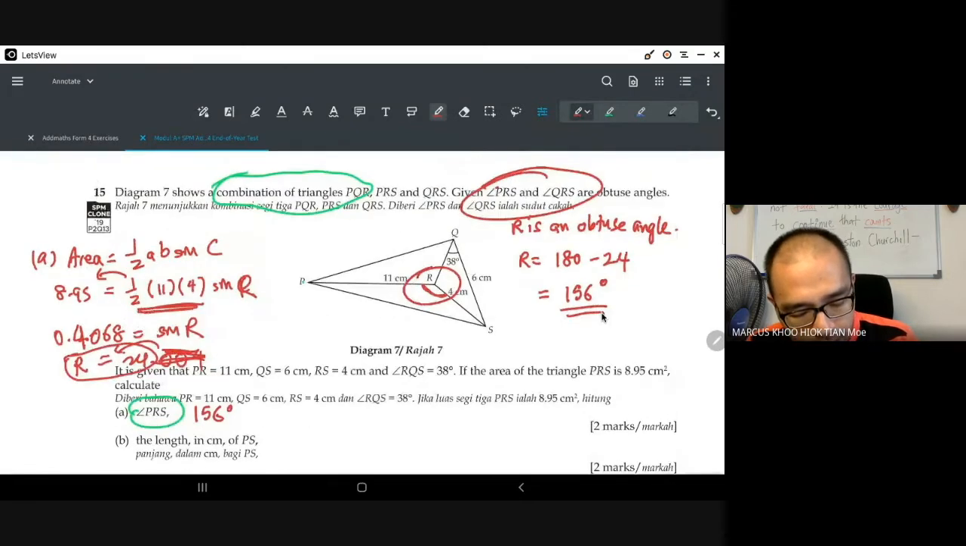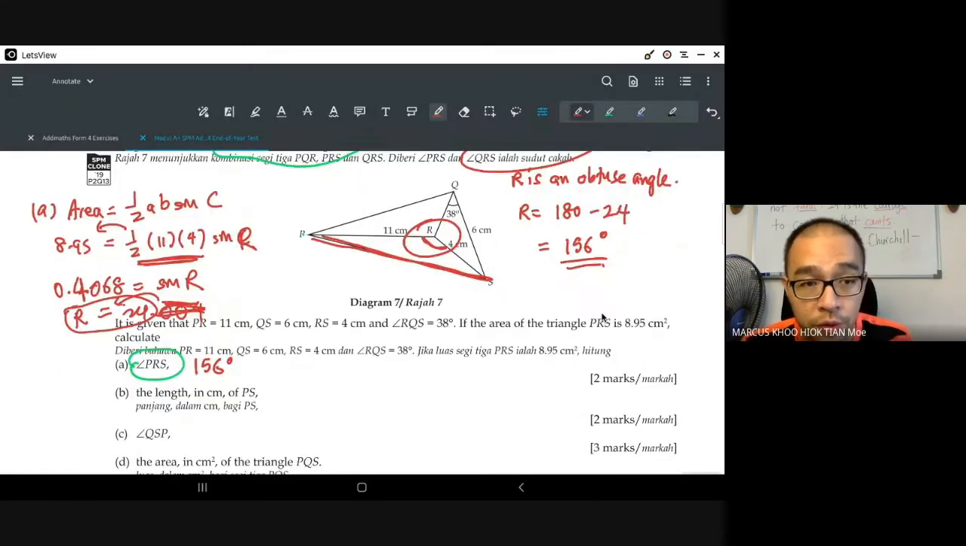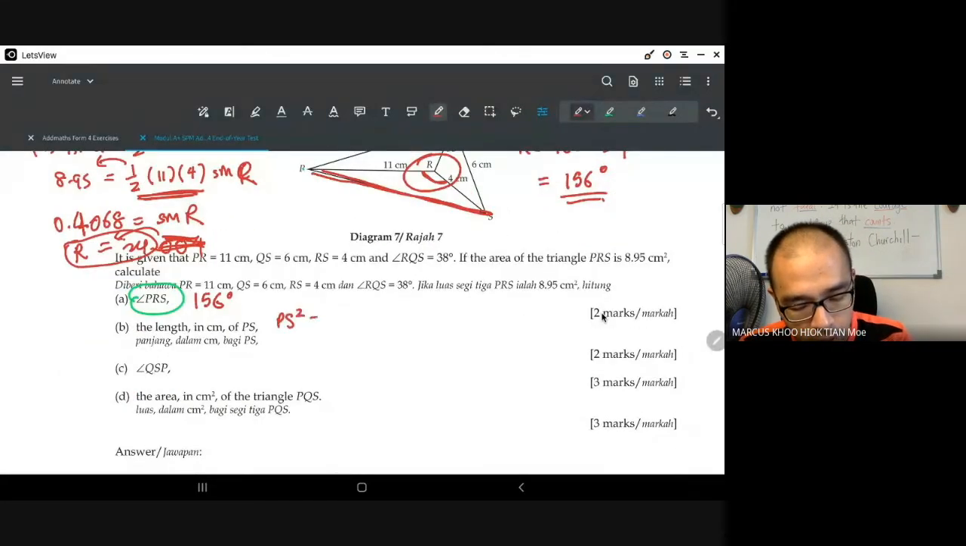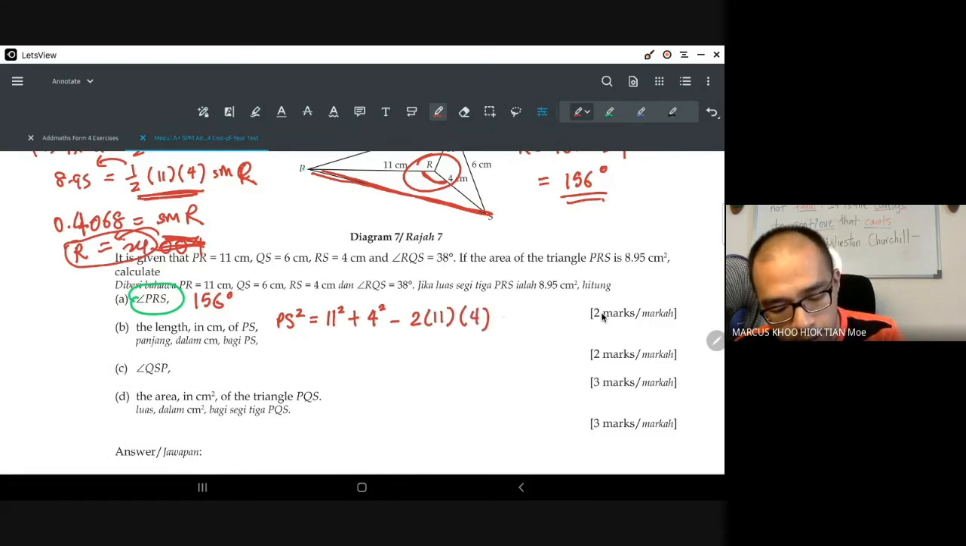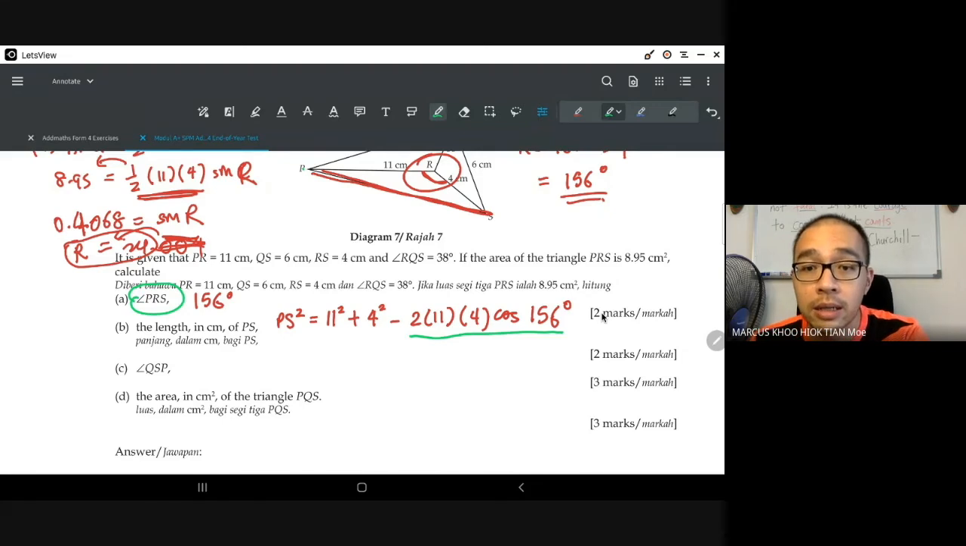Now, let's find the length of PS. Can I find the length of PS? Can. We already have the angle and the two sides, so we can use the cosine formula. PS squared equals 11 squared plus 4 squared minus 2 times 11 times 4 times cos 156. Everybody, I want to remind you, calculate this first and then only count in the rest.